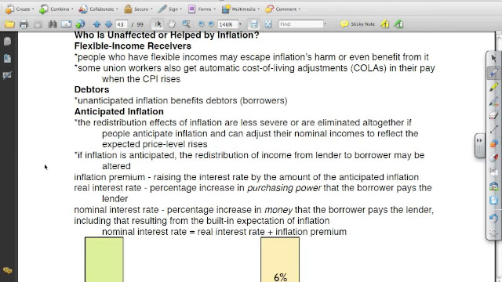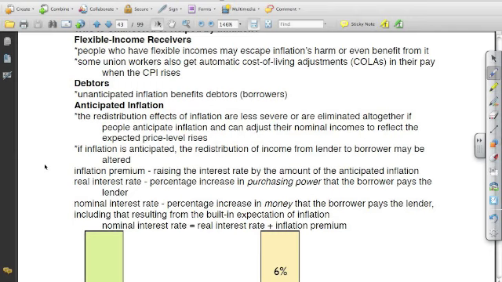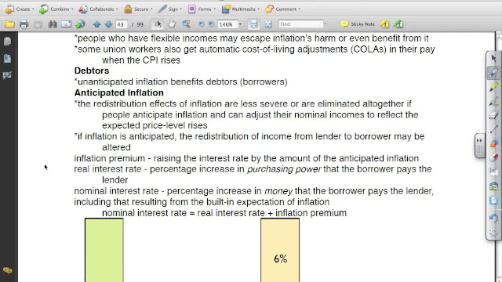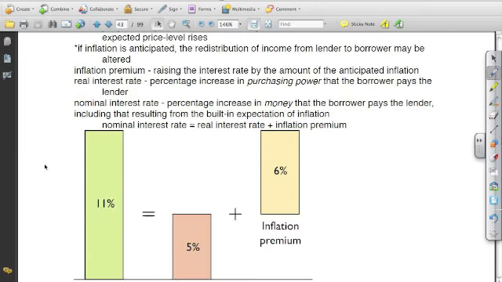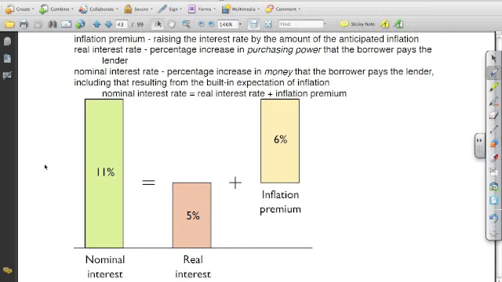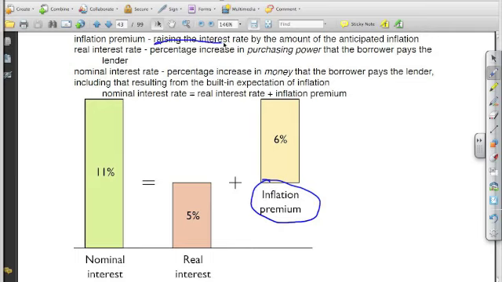People that anticipate inflation, it's less severe for them because they've anticipated it. They can adjust their nominal incomes to reflect the expected price level rises. Sometimes we have an inflation premium. As you can see here, this inflation premium is when we raise the interest rate by the amount of the anticipated inflation.